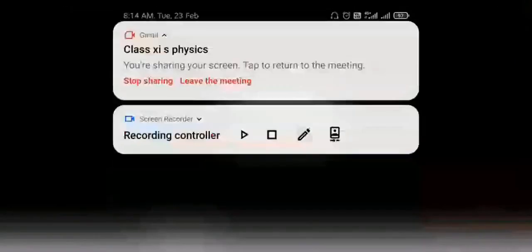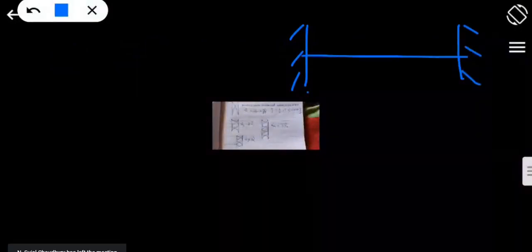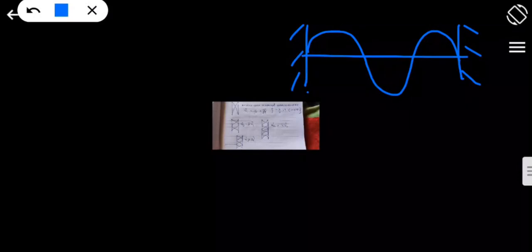Now this part is over. Now let's move on to the third harmonic case. For the third harmonic, this is the diagram, right? For this one, let me not draw the reflected wave. We will calculate for the original one only.